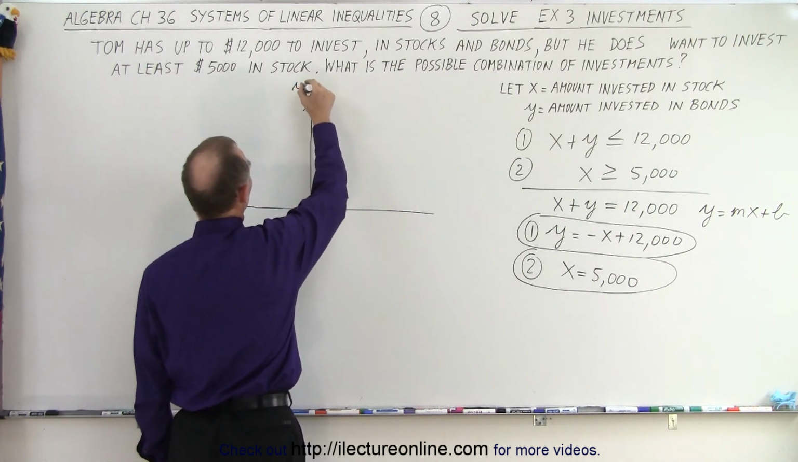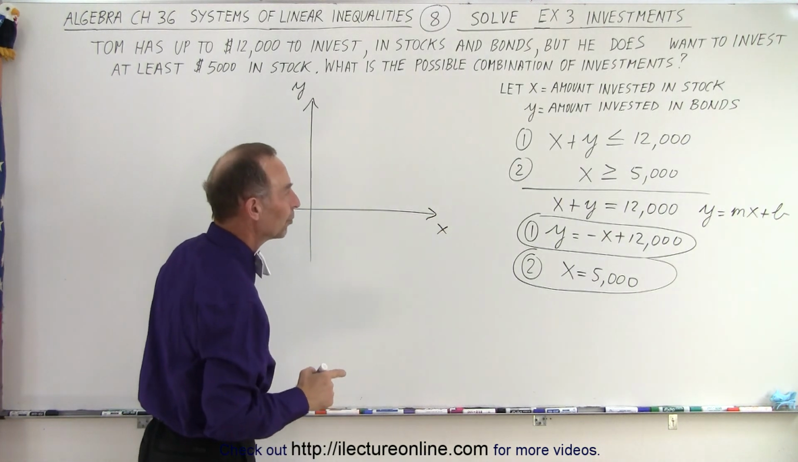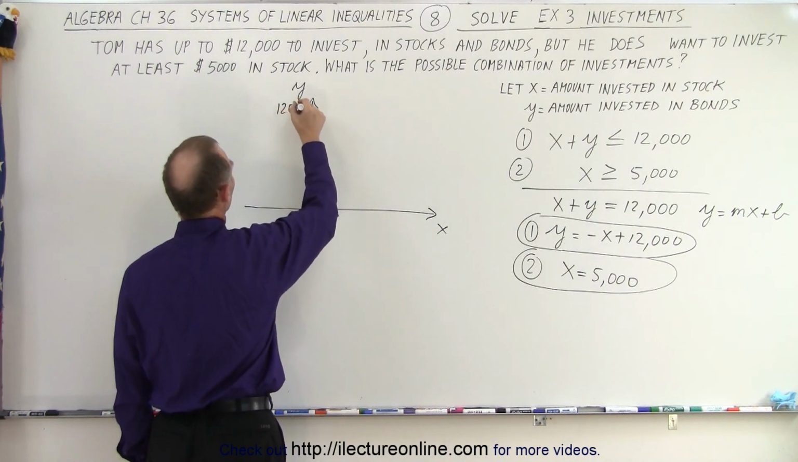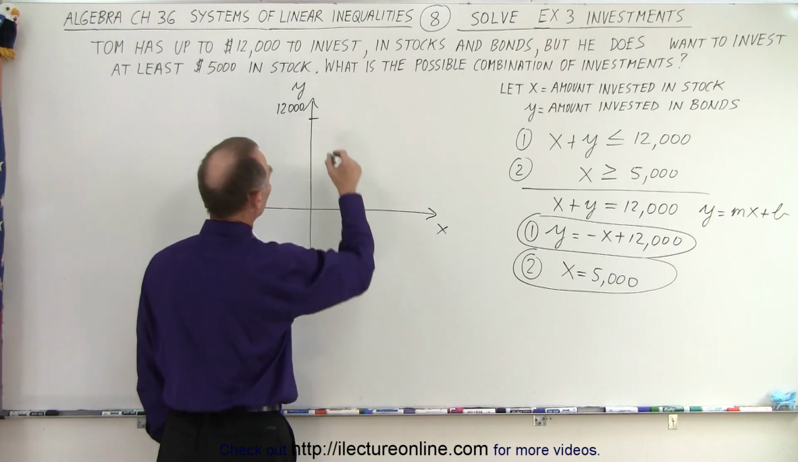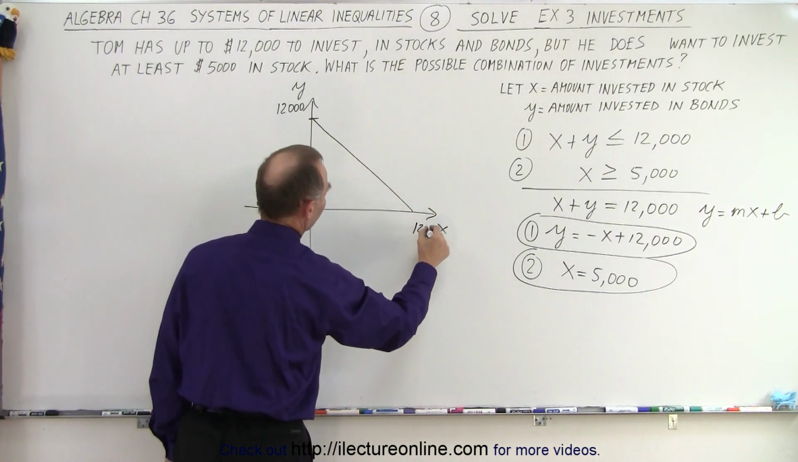Here's the y-axis. Here's the x-axis, and the first equation, y equals minus x plus 12,000. So we start at 12,000, like this, and we have a -1 slope. That means we come down here, and this will be 12,000 over here.